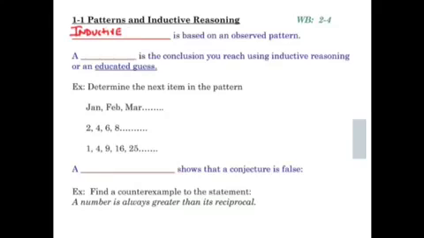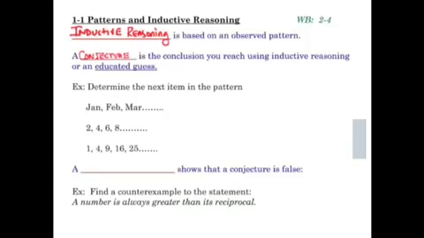And inductive reasoning is based on observed patterns, and that's something that you're used to doing in your normal everyday life. So you see an event happen once or twice, and you generalize that event to make predictions about the future. Your conjecture is the conclusion that you reach using inductive reasoning. So it's an educated guess. So you see something happen, you make a conjecture depending on what you think the pattern will be.